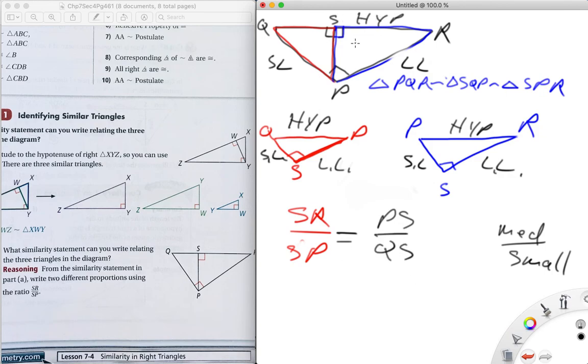Or we can compare it to the overall triangle up here. So if we do SR to SP, we can compare on the other side short legs too and say PS to QP. And we'll get the same ratio because they're all similar to each other. And you can actually do others as well, depending on what you're looking for.